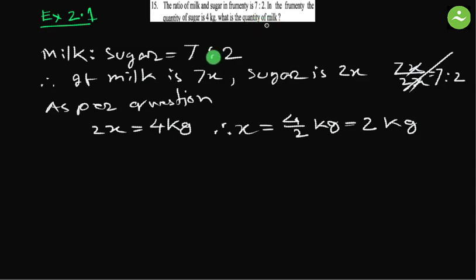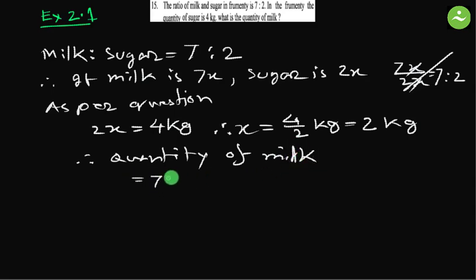What is the quantity of milk? Quantity of milk is 7x. Therefore, quantity of milk equals 7x equals 7 multiply 2 kg equals 14 kg. That is the answer.